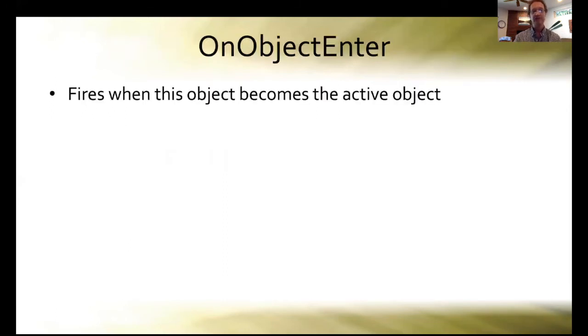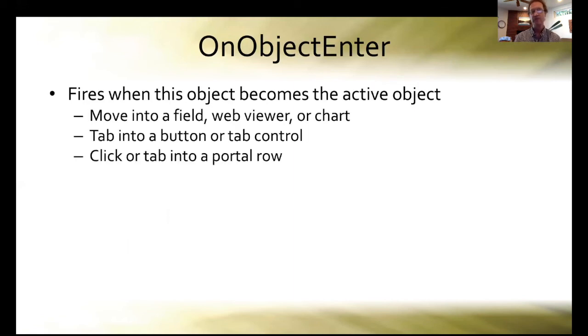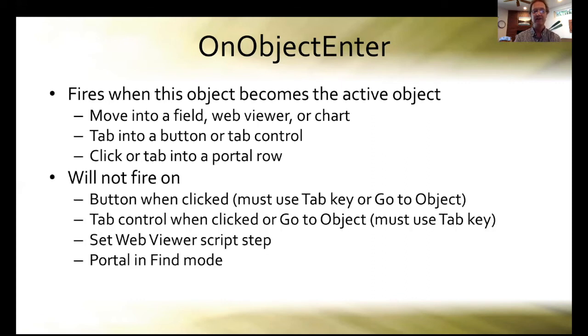Like onObjectEnter, which fires when this object becomes the active object. Like when we move into a field, a web viewer, or a chart, or if we tab into a button or a tab control, or if we click or tab into a portal row. All of those will cause the onObjectEnter to fire. But this onObjectEnter will not fire on a button when it's clicked. You have to use the tab key or the go to object scripts tab.